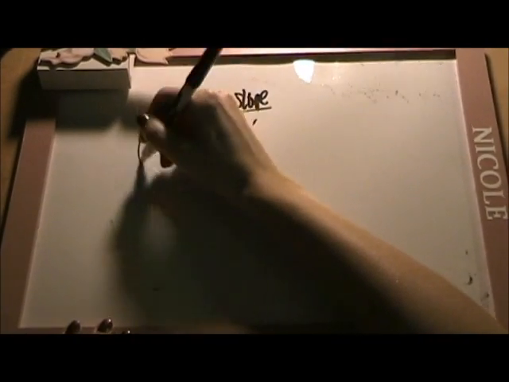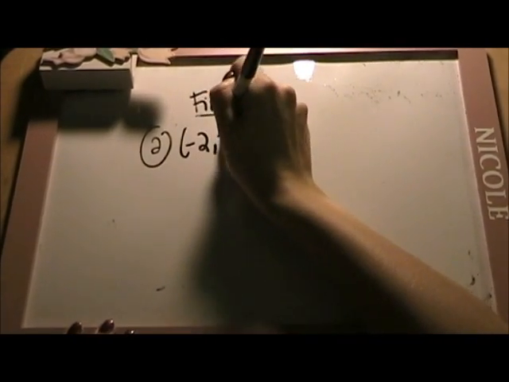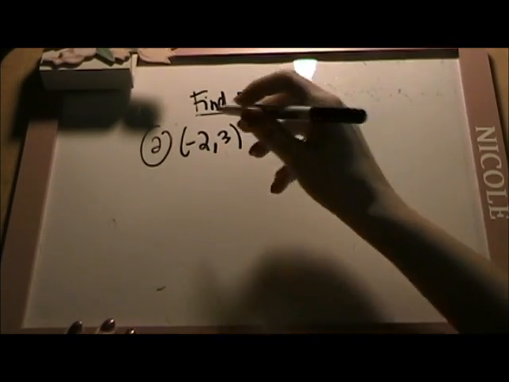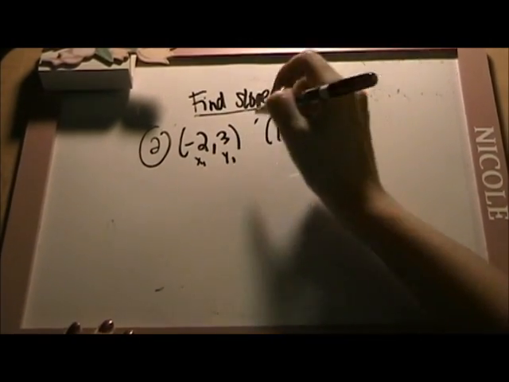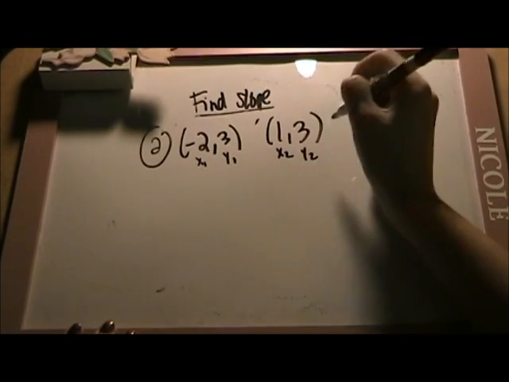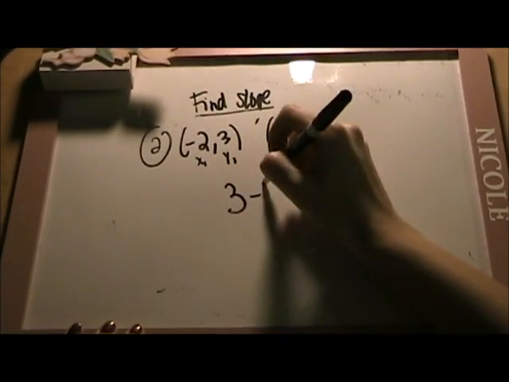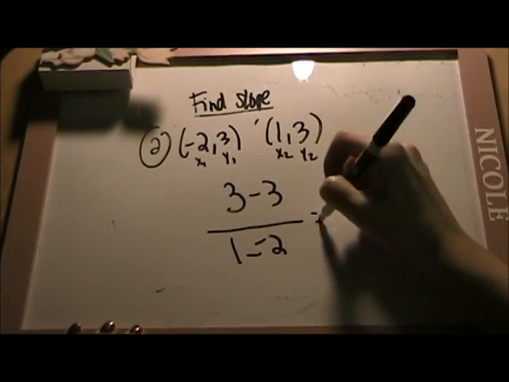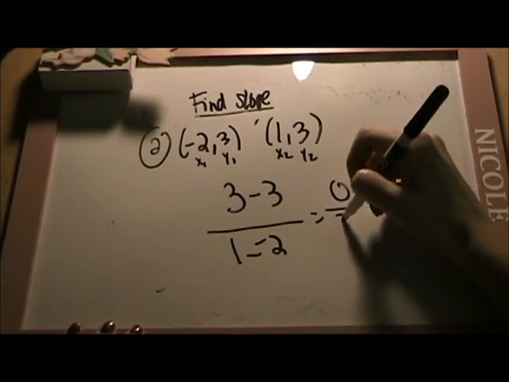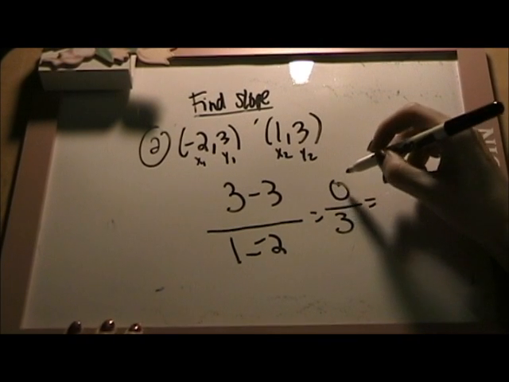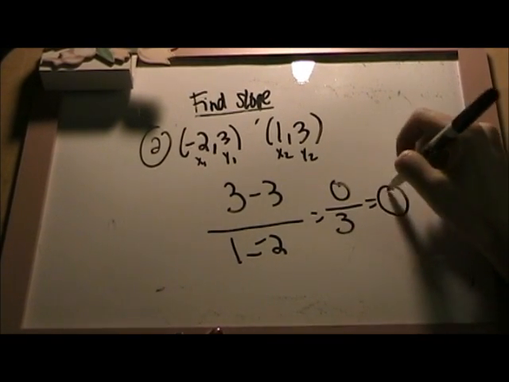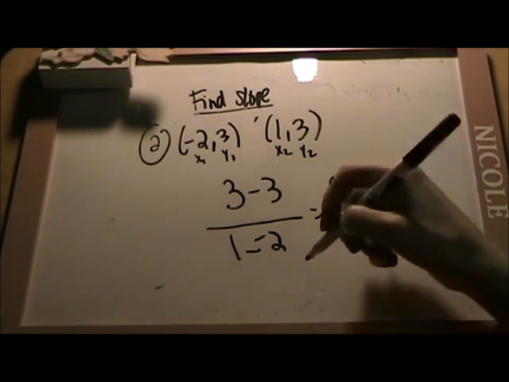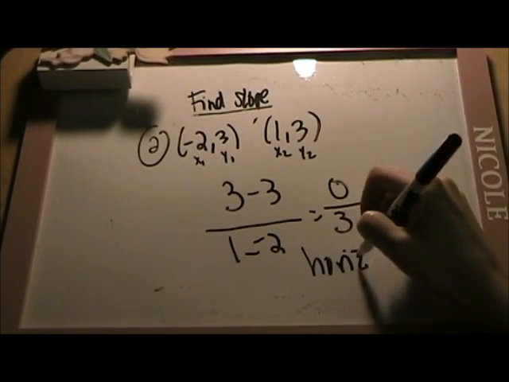Let's say I give you -2, 3, and 1, 3. Label this x1, y1, x2, y2. So it's going to be 3 minus 3 over 1 minus a -2. 0 over 3. When 0 is in your numerator, we simplify that to 0. So 0 slope. So this right here is a horizontal line.